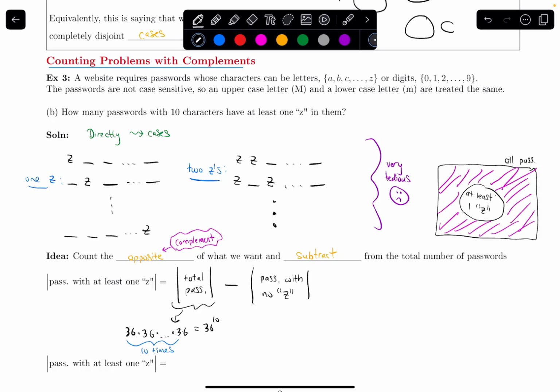Okay, and then I have to subtract away the number of passwords that have no Z in them. If there's no Z allowed, that just means there's 35 choices for each character, because it could be anything except for the Z. So I'm going to be doing 35 times 35 times dot dot dot times 35, 10 times, because there's 10 characters that we are filling out. So this gives me 35 to the 10 power. And then I just have to subtract those.